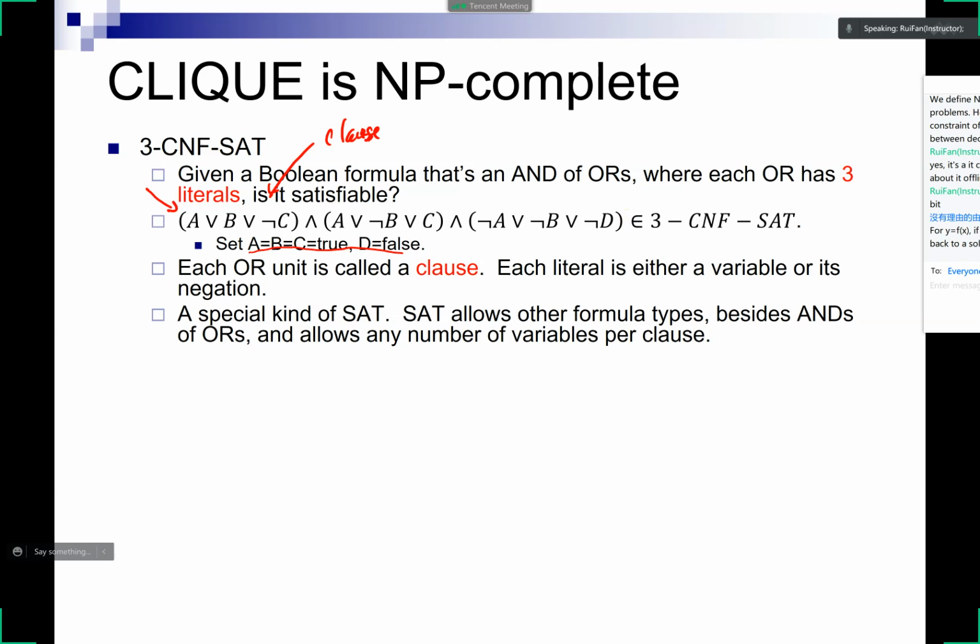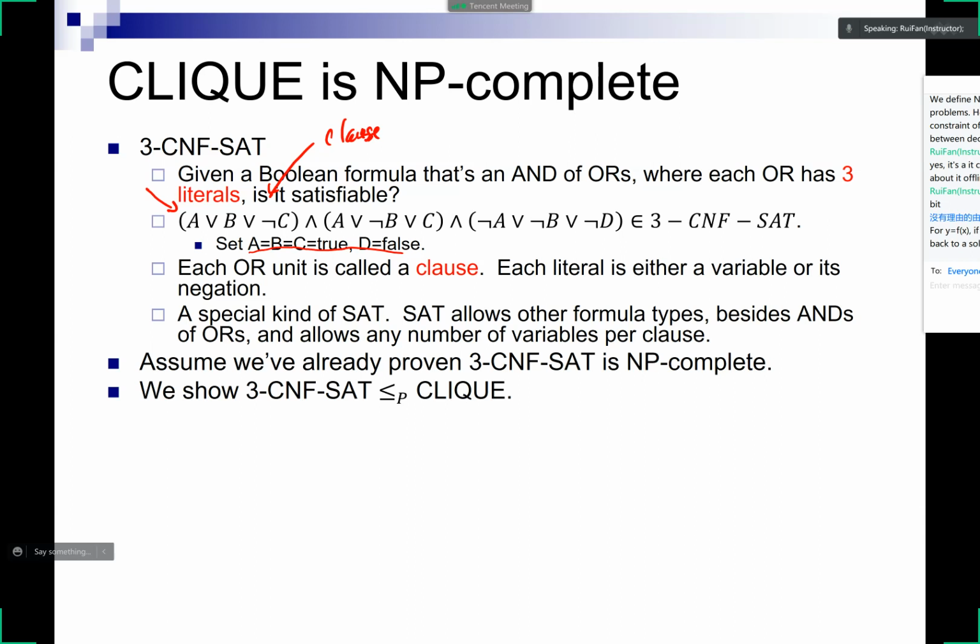It turns out that even though we're restricting this formula to this very special form, an AND of ORs of 3 literals, if I give you any SAT formula, I can always transform it to a 3CNF SAT formula which is about the same size as the original. So we're not losing any generality by considering these special forms. It's known that 3CNF SAT is NP complete, so we're going to assume that, and reduce 3CNF SAT to clique in order to show that clique is NP complete.